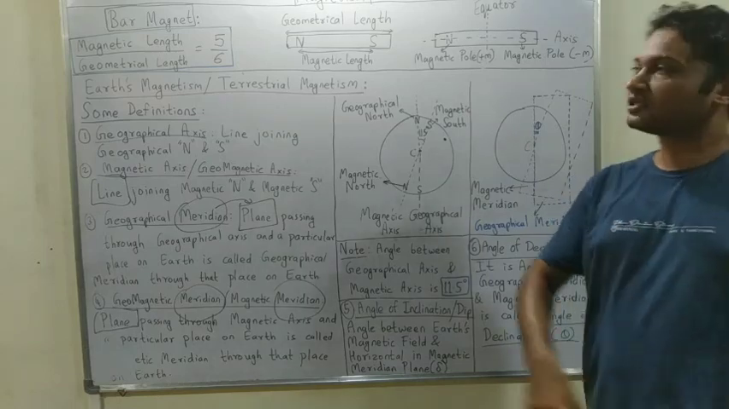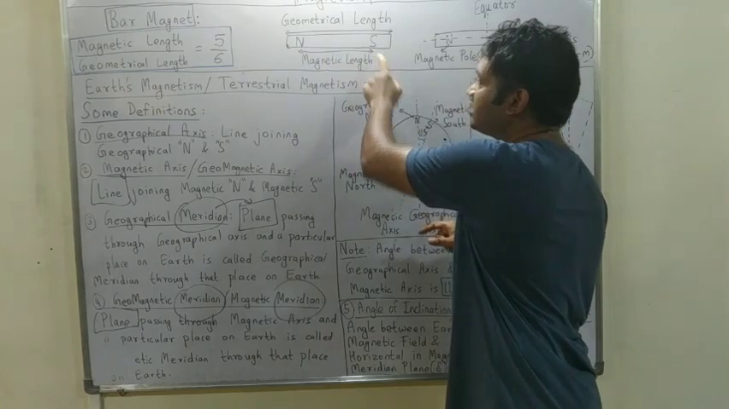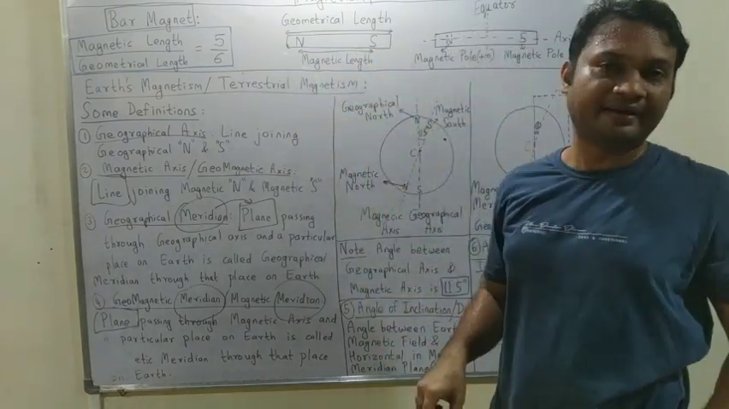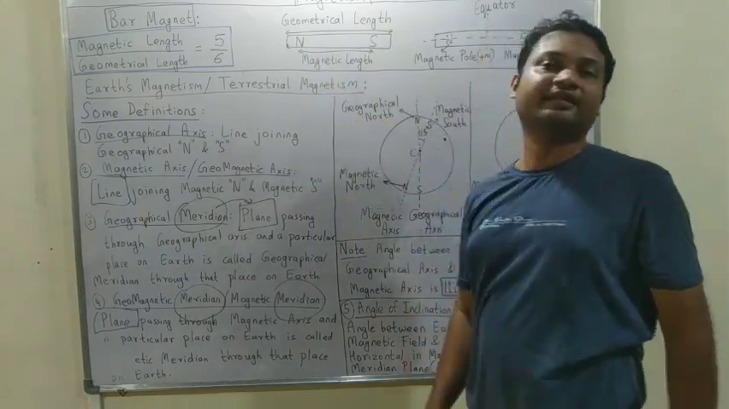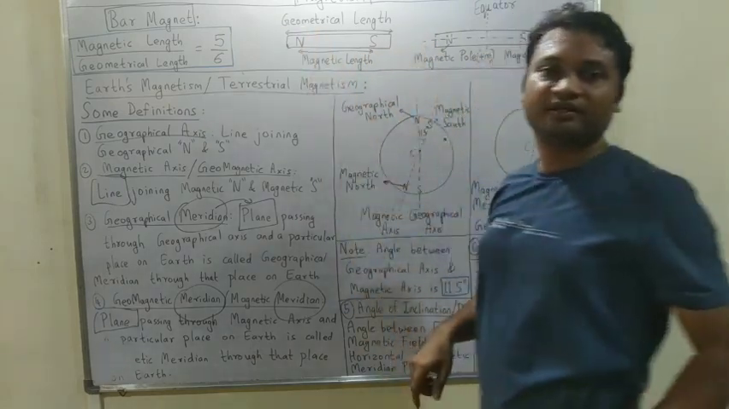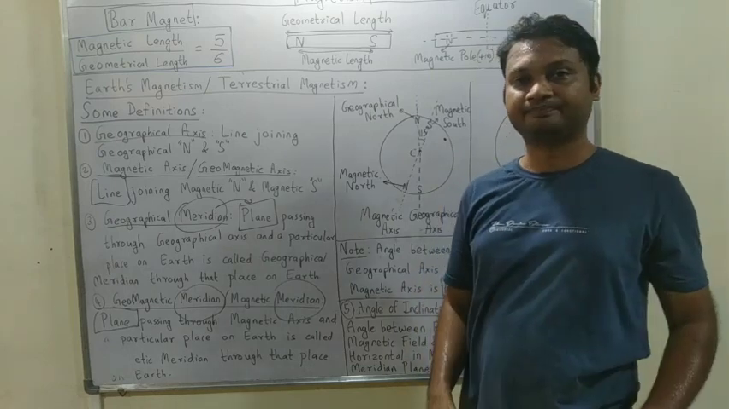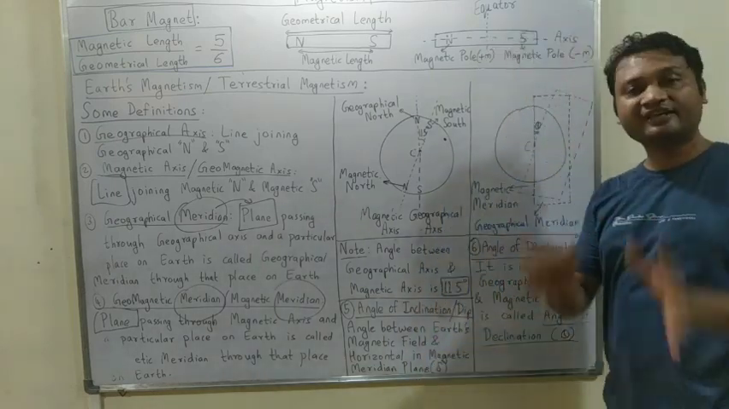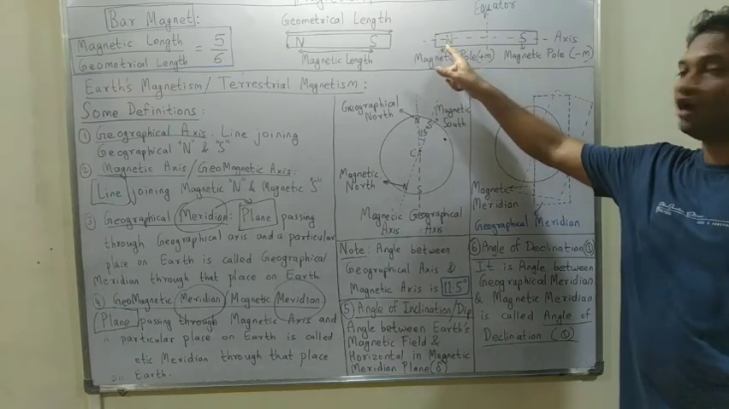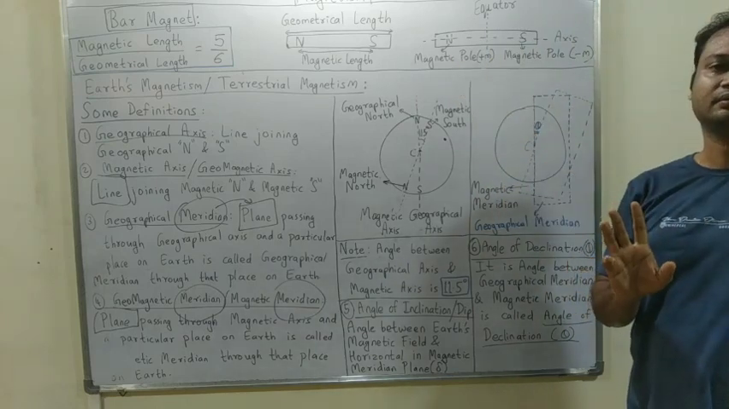First thing to revise, for a bar magnet, the distance between North Pole and South Pole is called magnetic length. The total length of the bar magnet is called as geometrical length. The relation between magnetic length and geometrical length is 5/6 for a bar magnet. Then we have the definition, axis of a bar magnet. The line passing through North Pole and South Pole is called as axis of a bar magnet.